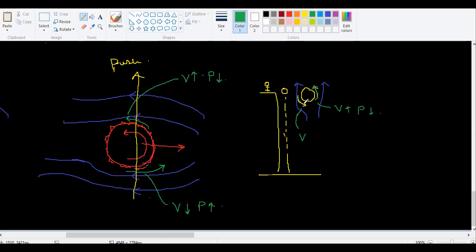So the green one is also the air molecules, but those are the air molecules which are closely attached to the ball. Very close to the ball. So here the velocity will decrease, which means the pressure will increase, which means you created a pressure differential, which means higher pressure to lower pressure, it will cause a push.